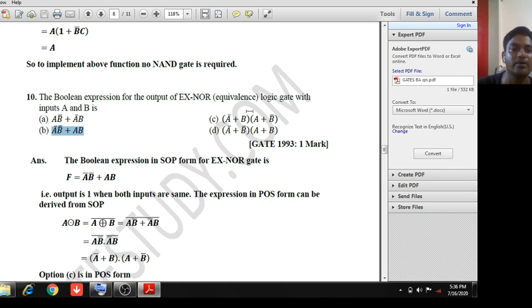Next, the Boolean expression for the output of an XNOR gate with inputs A and B. There are two answers. This is again possible and this is again possible.